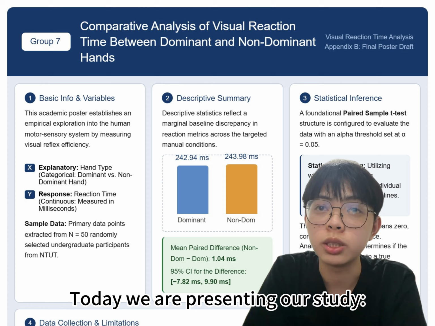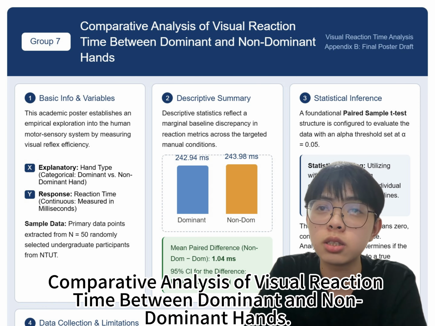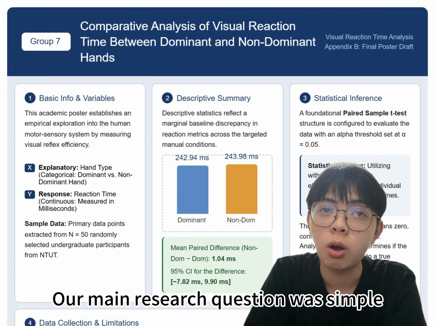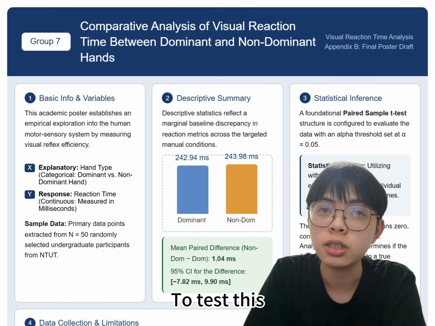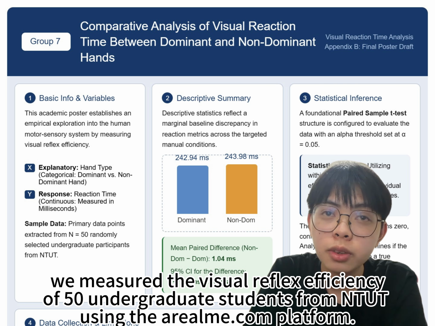Today we are presenting our study, a comparative analysis of visual reaction time between the dominant and non-dominant hand. Our main research question was simple: does your dominant hand react significantly faster to visual stimuli than your non-dominant hand? To test this, we measured the visual reflex efficiency of 50 undergraduate students from NTUT using the Realme.com platform.